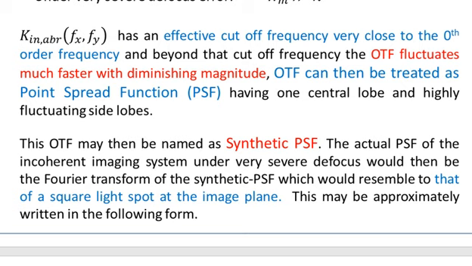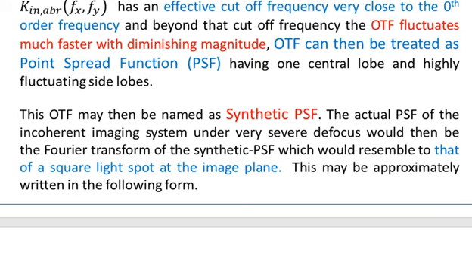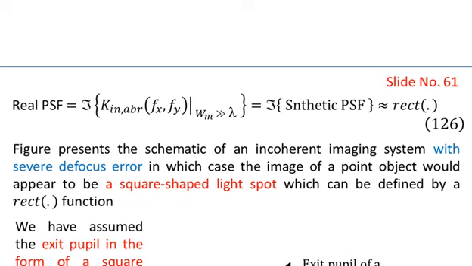The actual PSF of the incoherent imaging system under very severe defocus would then be the Fourier transform of the synthetic point spread function, which would resemble that of a square light spot at the image plane. This may be approximately written in the following form. So under very high defocusing error, our transfer function will behave as a synthetic point spread function, and the actual point spread function under this condition is the Fourier transform of this synthetic point spread function, which will be equal to the sinc function or the rect function.